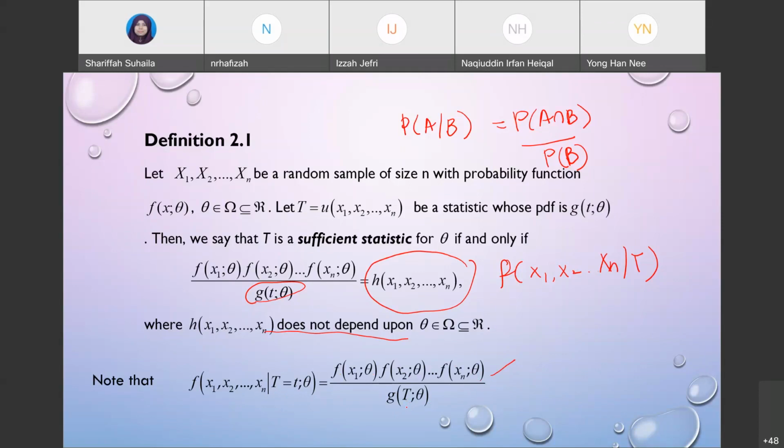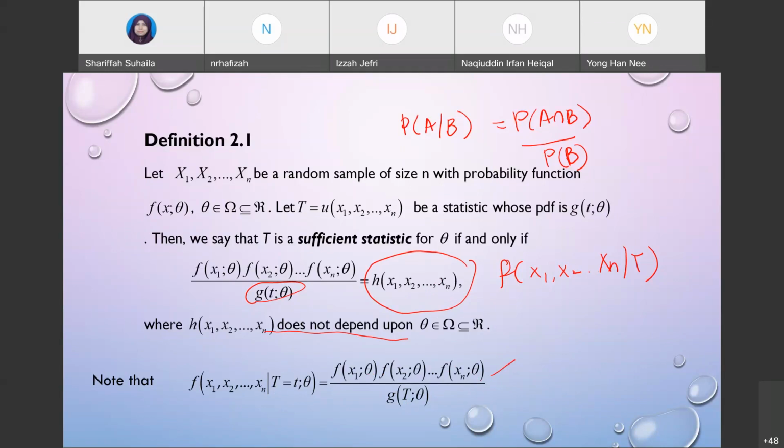Okay, T sufficient statistic ni. So kalau kita ada this one, you get the conditional probability, which is h(x1, x2, xn), does not depend upon theta. Maksudnya dalam h tu tak ada nilai theta. So then we call T a sufficient statistic. Okay, maksudnya dia hanya depend pada T je. Dia tak depend pada parameter theta tadi.